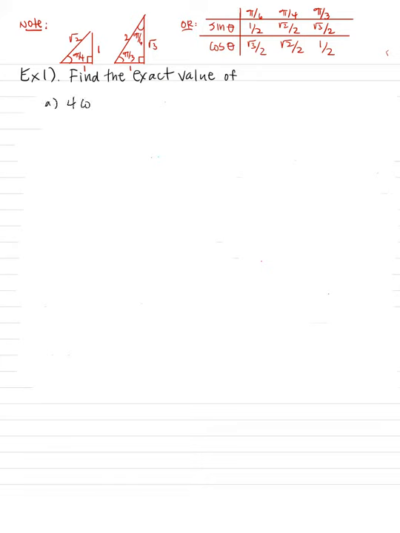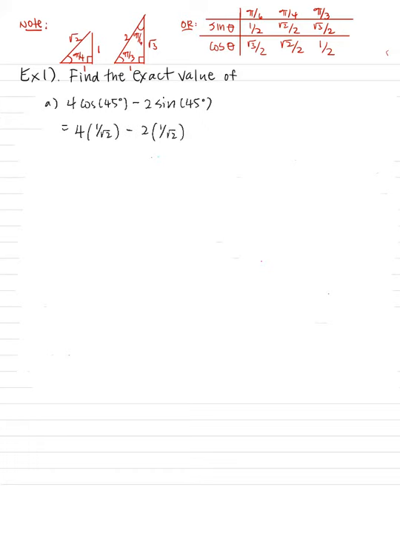4 times cosine of 45 degrees, and then minus 2 sine of 45 degrees. So let's take a look at that. Okay, so this is same thing as what? 4 times, now 45 degrees is pi over 4. So cosine of pi over 4 is 1 over root 2. And then minus 2 times sine of pi over 4 is also 1 over root 2.